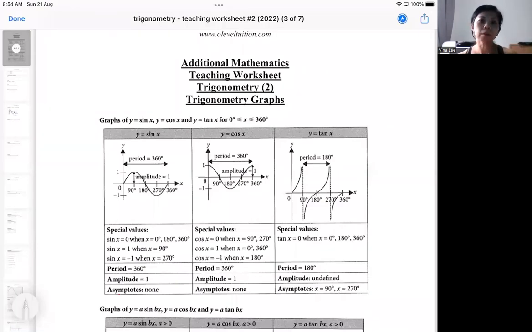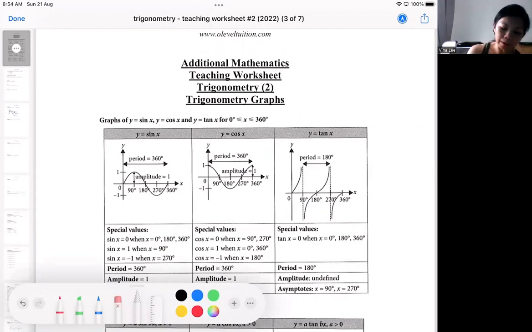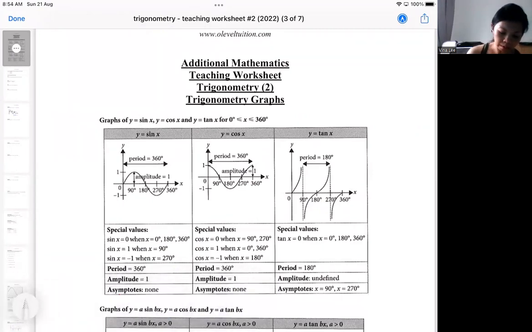In this section for AMAT Trigo, we are exploring the sketch of trigonometric graphs. By the meaning of sketch, you're not supposed to draw on graph paper, and you should also be showing critical values. Later on, each graph will have some critical values for you to take note of. We'll start off with sine x, cosine x, and tangent x first, then we will extend the graph.